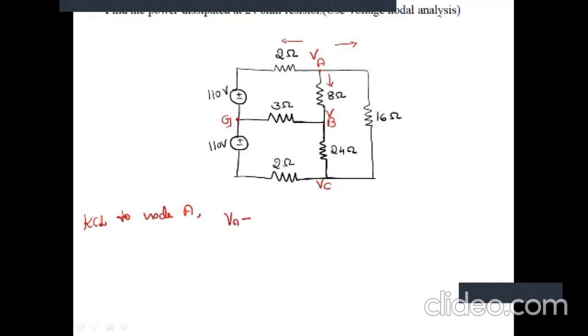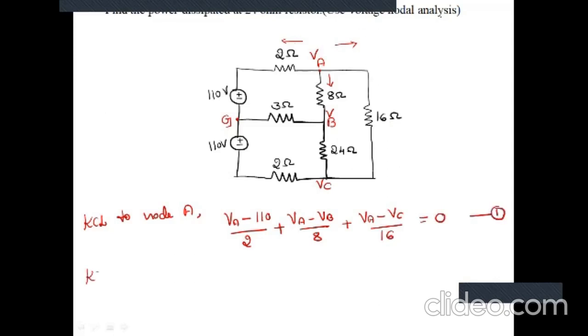VA minus 110 is the potential difference across this branch, divided by resistance, plus VA minus VB divided by 8, plus the next branch connected to the node, this particular branch, which ends at VC with the resistance 16 ohm. I will write it as VA minus VC divided by 16 is equal to 0. Yes, we are done with the first equation.